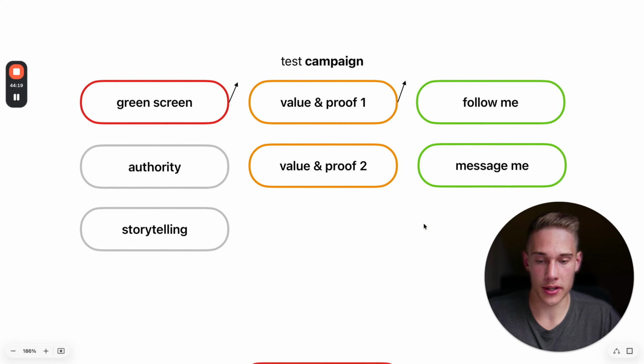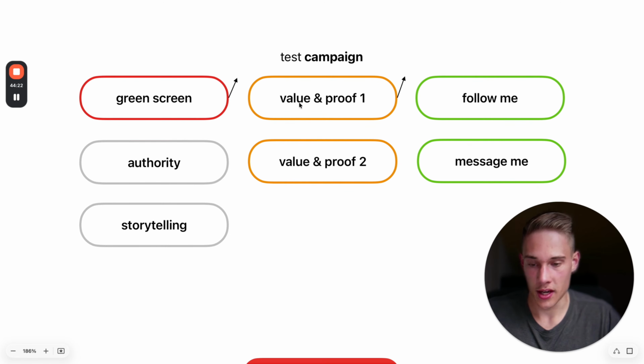And then what you're going to do is structure your campaigns this way. You're going to have a green screen hook, you're going to pair it with value and proof section 1 and with a follow me call to action. Then another ad in that same campaign is going to be the same hook, but obviously with a different copy, and then again a follow me call to action. And then you just repeat the same thing. You have this and you lead to a message me call to action, and then you have this and you lead to a message me call to action.